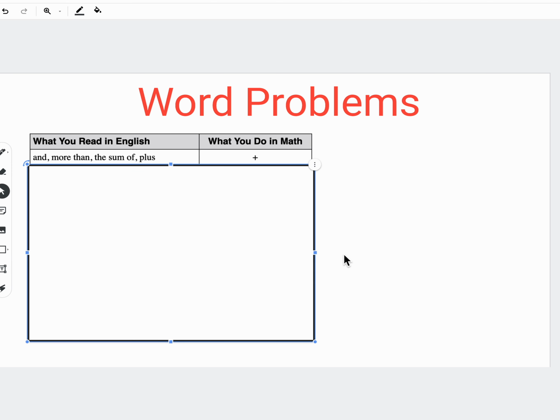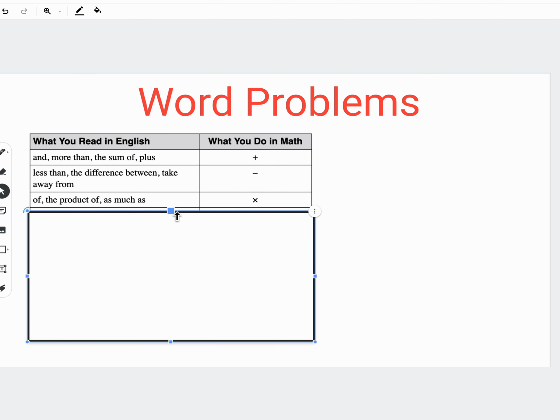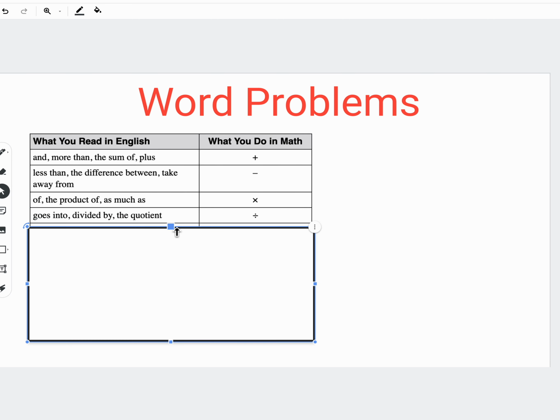For example, when we read the words and, more than, the sum of, plus, we are translating this English into addition. Less than, the difference between, take away from, will be subtraction as an operation. Of, the product of, as much as, brings us to multiplication for our arithmetic. Goes into, divided by, the quotient will be division.